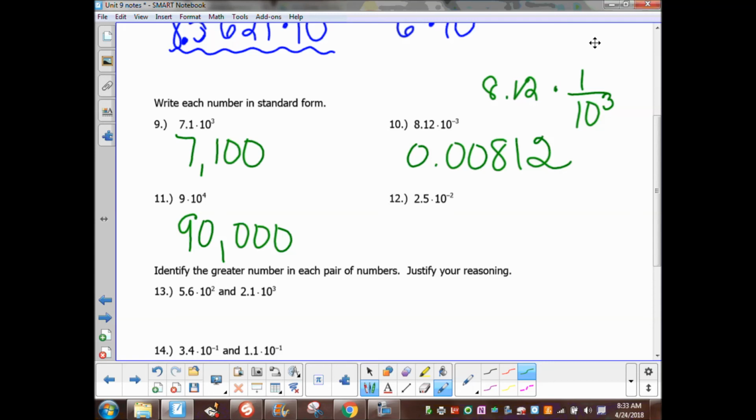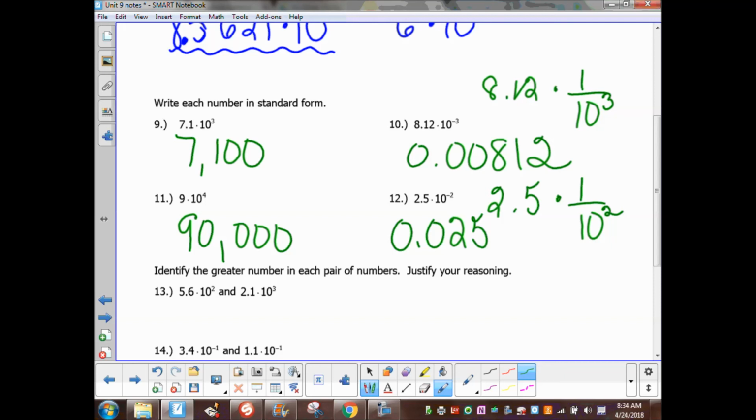2.5 times 10 to the negative 2. Big number or small number? Small number. Why? Because what's negative? The exponent's negative. So this is really like 2.5 times 1 over 10 squared. So I'm taking 2.5 and I'm dividing it by 100. That's what the calculator is doing for you. Anna, what do you got? 0.025.